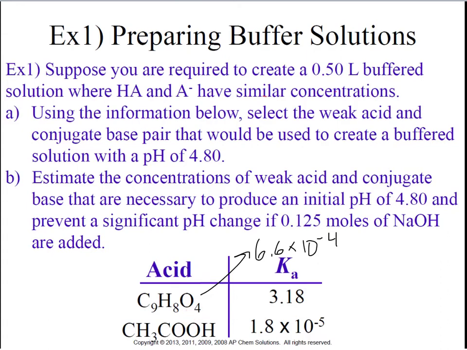The other acid, which is acetic acid, has a Ka of 1.8 times 10 to the negative fifth. So the negative log of that would be 4.74. And so the logical choice here would be the acetic acid to prepare a buffer solution. So that means we're going to need acetic acid and its conjugate base, which would be some form of acetate.